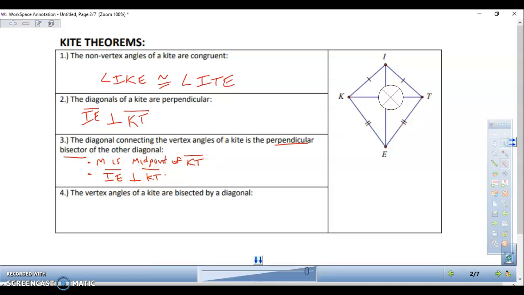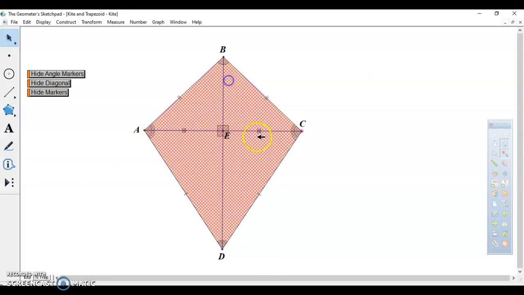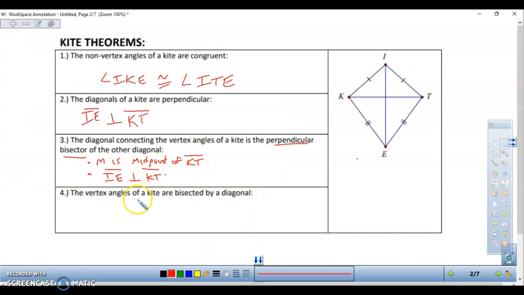And then the last little theorem here, based on that symmetry, if we go back and look, is that when I unfold this, the left side angle has to be congruent to that right side angle, which makes this diagonal an angle bisector. And that's that last thing. It says the vertex angles of a kite are bisected by the diagonal.